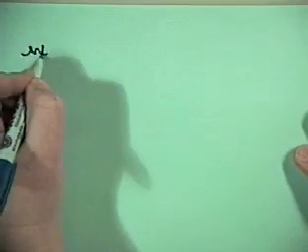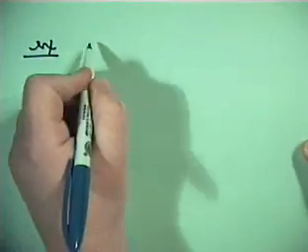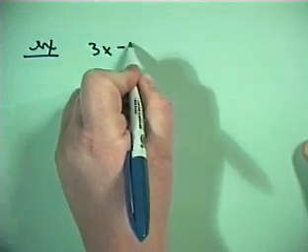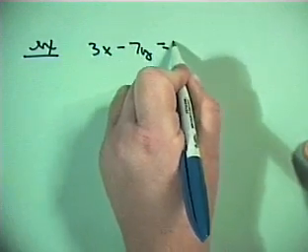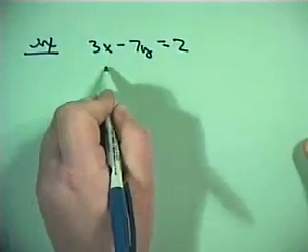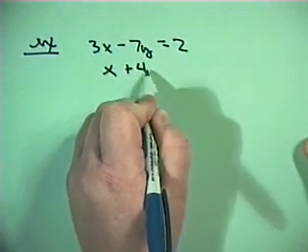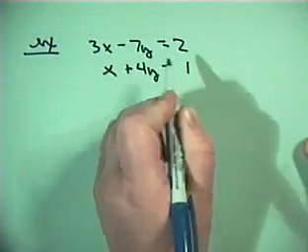Okay, let's look at another example, and this time it will be one where we need to rearrange an equation first before we can proceed with our substitution. Let's solve the system: 3x minus 7y equals 2, and x plus 4y equals 1.